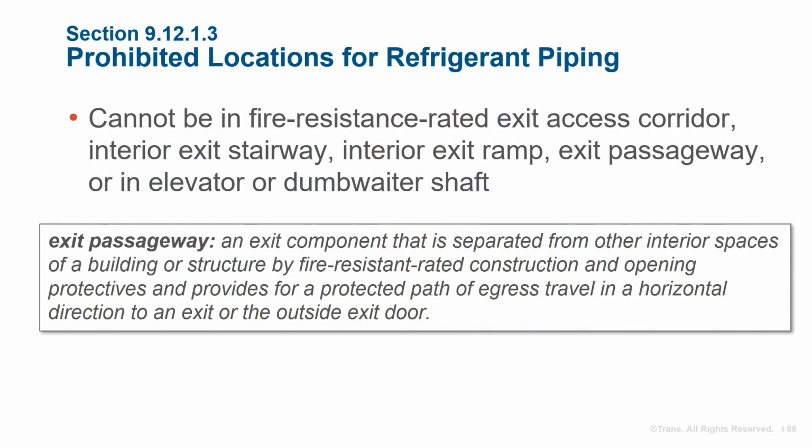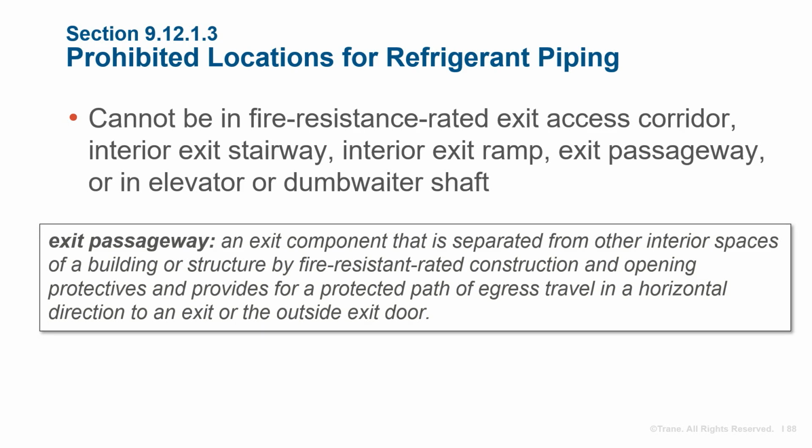Okay, in Section 9, the standard includes several requirements related to the installation of refrigerant piping. We don't have time to address them all, so I'm going to focus on those requirements that are newer and likely important to the HVAC design professional. First, refrigerant piping cannot be installed exposed in either a fire resistance rated exit access corridor, interior exit stairway, interior exit ramp, exit passageway, or in an elevator or dumbwaiter shaft.